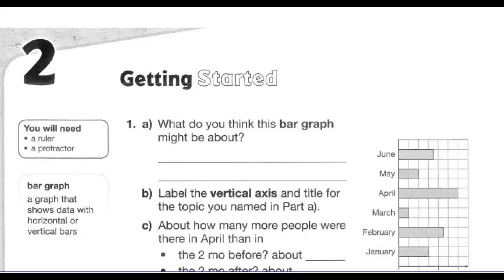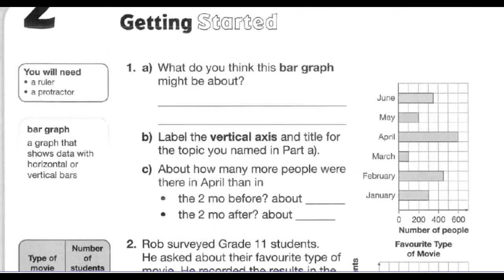Okay, we're looking at chapter 2, which is all about graphs. So getting started is just a review of some different properties. So take a look at the first one. It says, what do you think this bar graph might be about? Because there's no title on it, and a proper graph should have some titles.